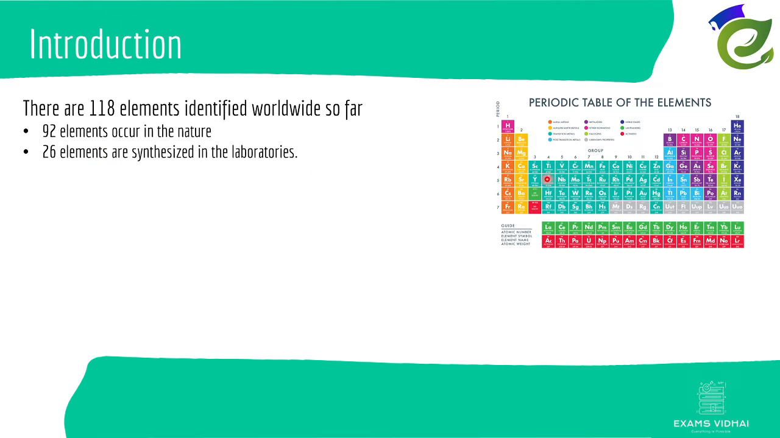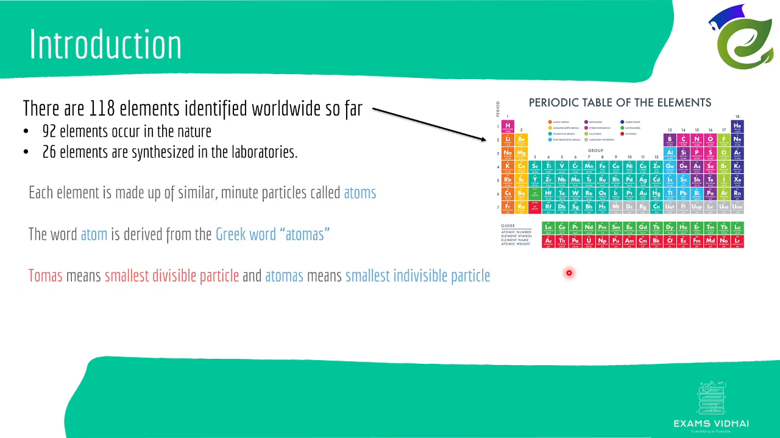92 of these 118 elements, arranged in this table called the periodic table, are found in nature directly, like oxygen, nitrogen, and calcium that is found in our bones, while the other 26 elements are made by us. They do not exist in nature in their pure form, like oganesson, and you have these f-block elements here that you'll be learning in the later stages of your schooling.